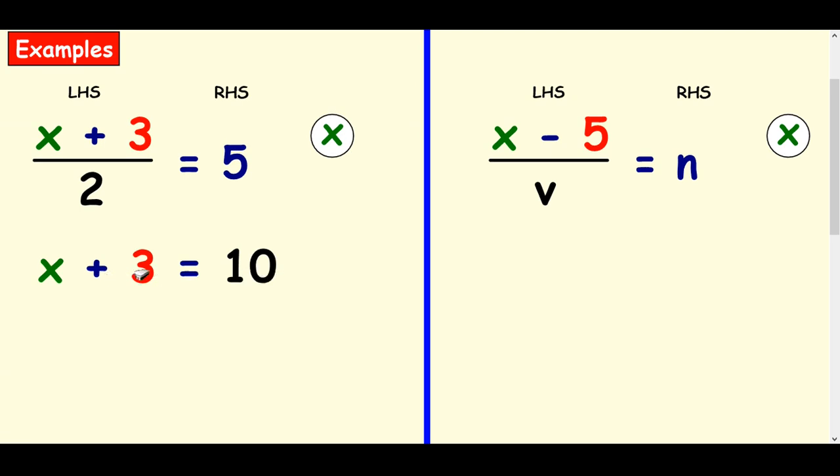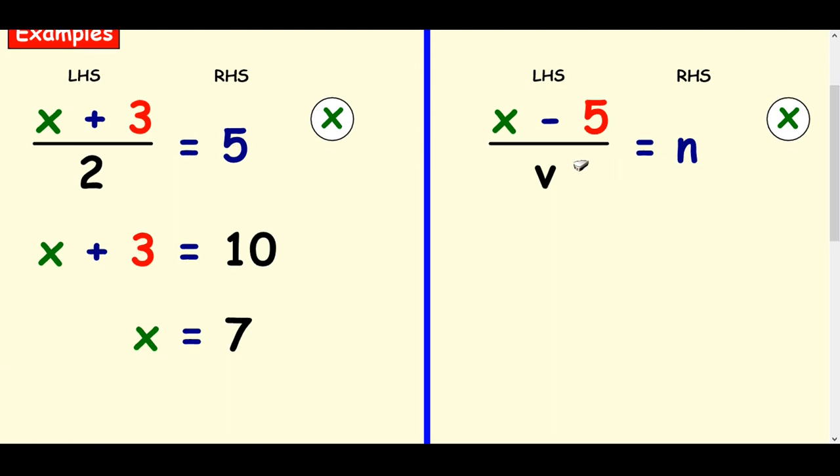And then if you want to finish that off, take away the 3 and you'll get 7. And you can check this one, it works. 7 add 3 makes 10. 10 divided by 2 is 5. It works out okay.